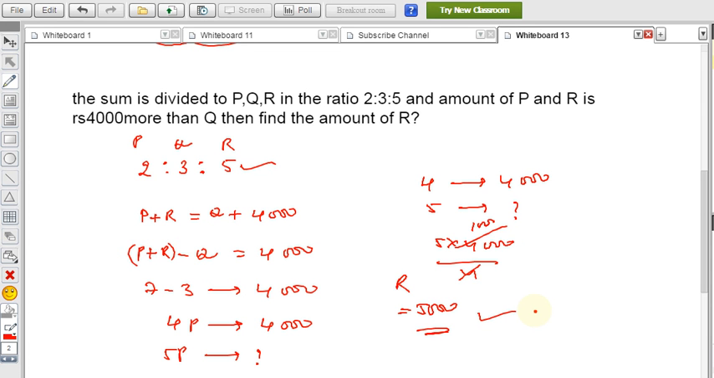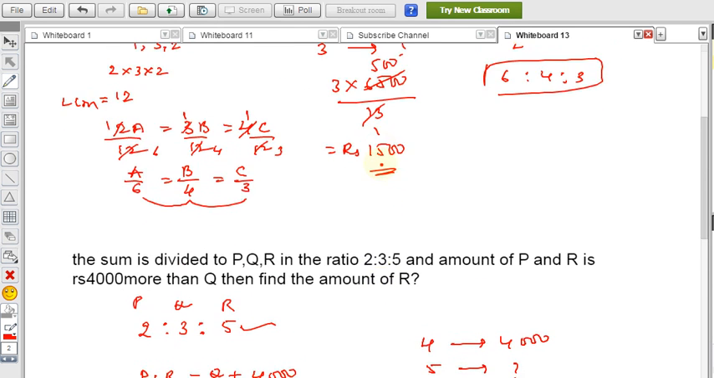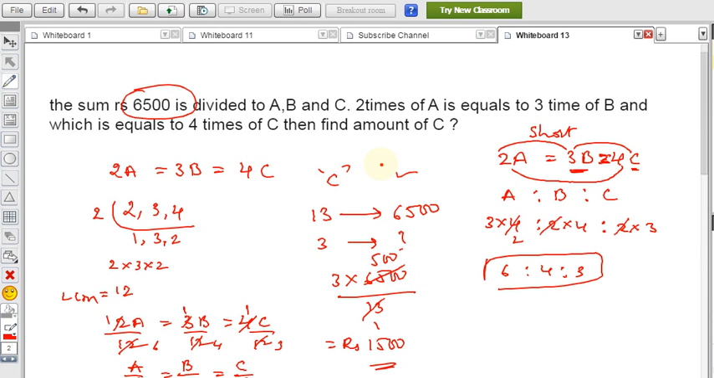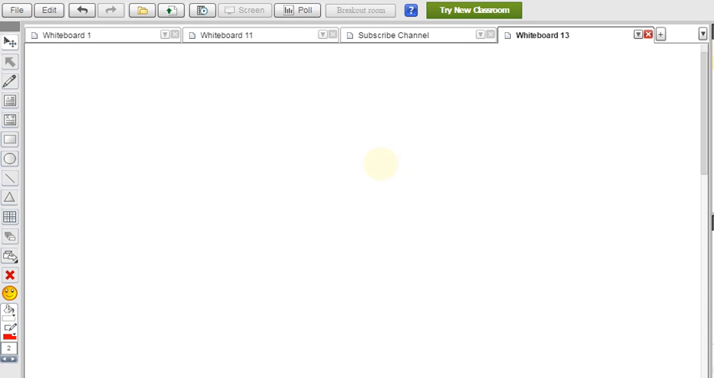Okay. Now let us go to the same ratio problems which are related to fractions and some percentages. I'll explain now ratio and proportion problems which are related to percentages.